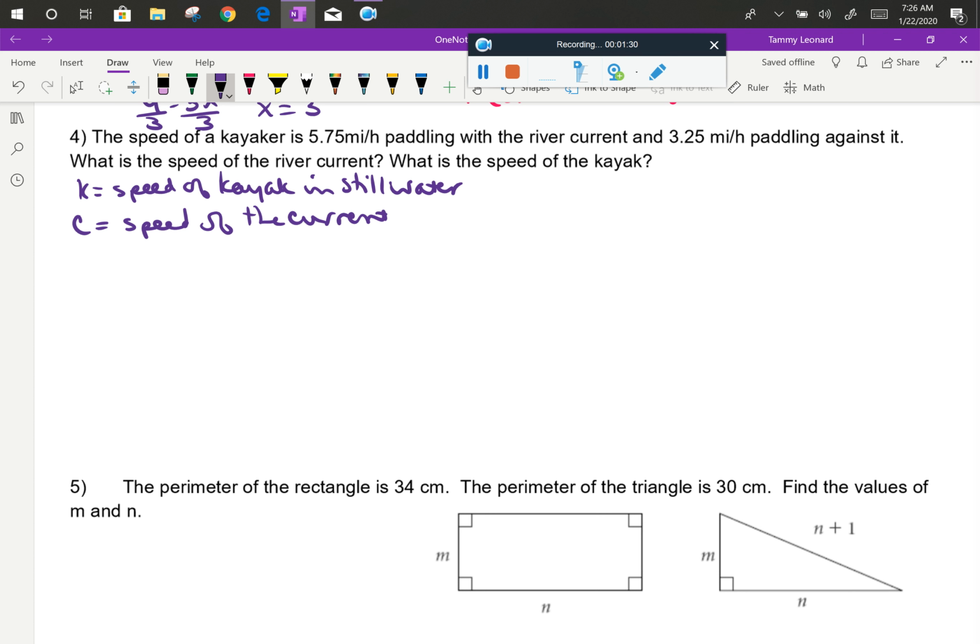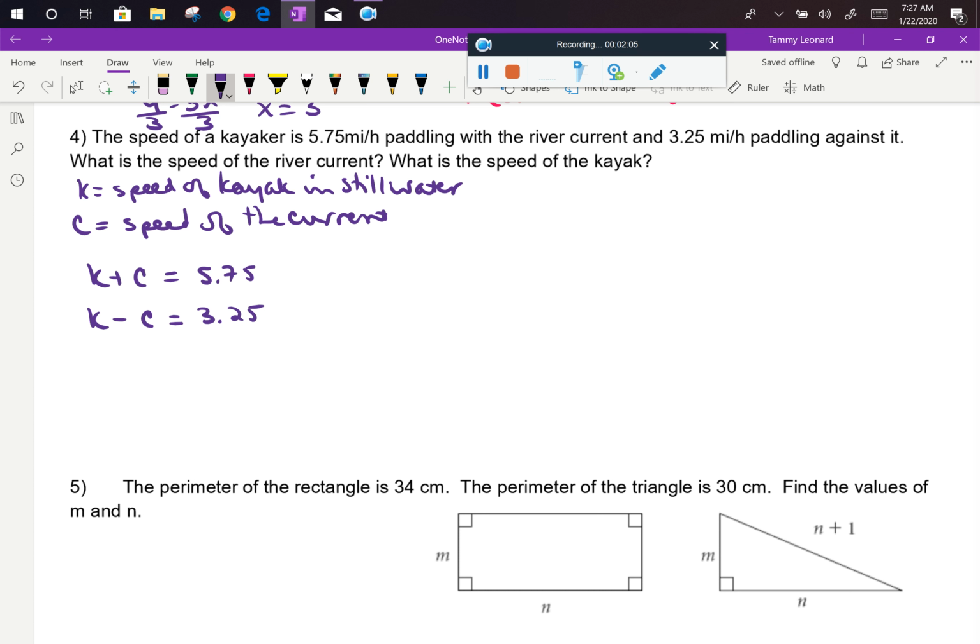So when you're paddling with the river current, the speed of the kayak is added to the speed of the current because the two things are working together. So we can say K + C = 5.75 miles per hour, that someone on land would observe the kayak as moving relative to land. But when we're going against the current, the speed of the kayak minus the current, K - C = 3.25, results in the kayaker only moving at 3.25 miles per hour relative to land.